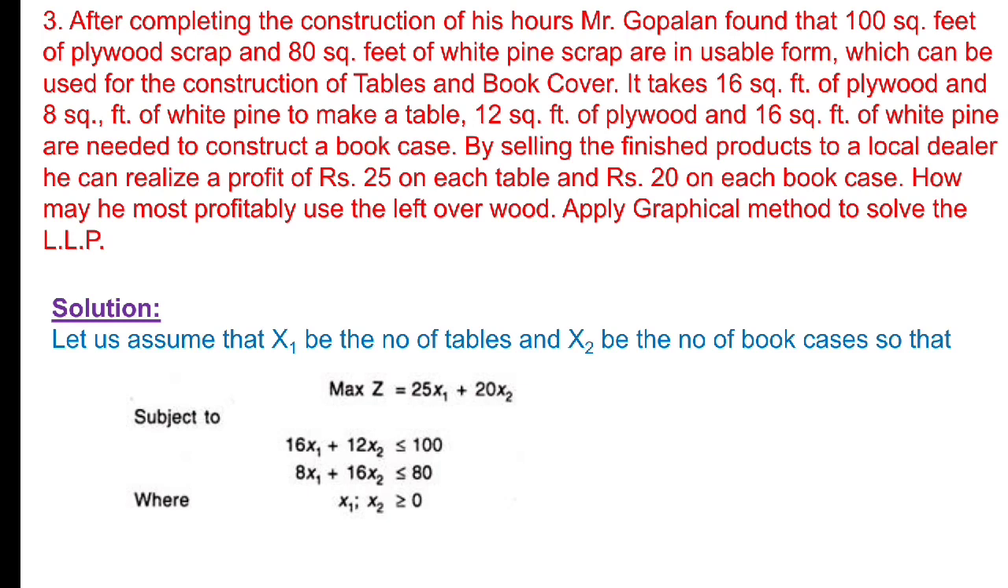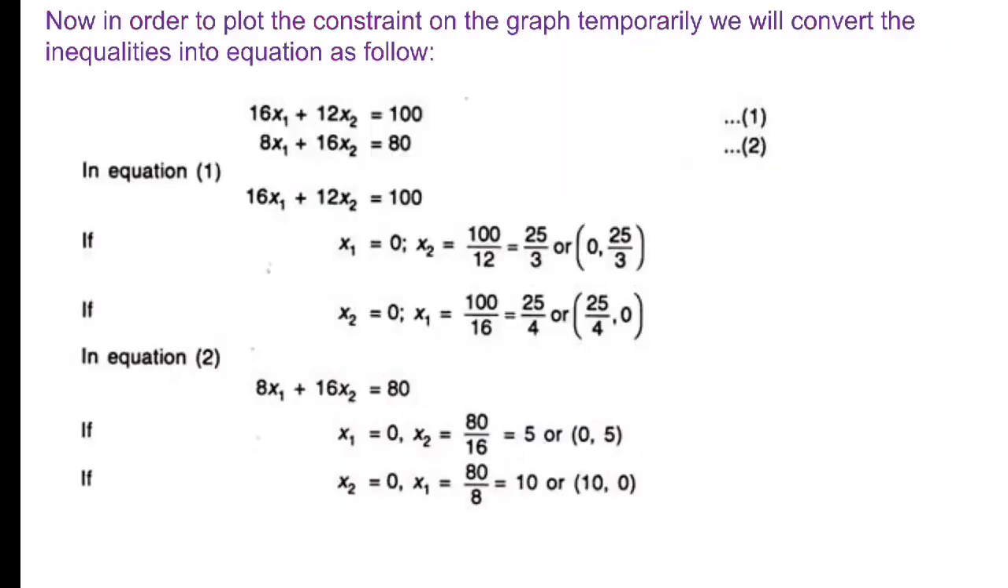We already studied that first, consider the constraints, then put x1 equal to 0 and second variable equal to 0, and we'll get it. Here we studied: plot the constraints on the graph. Temporarily, we will convert the inequalities into equations. First one, what is that? 16x1 plus 12x2 equal to 100. Second one, 8x1 plus 16x2 equal to 80.